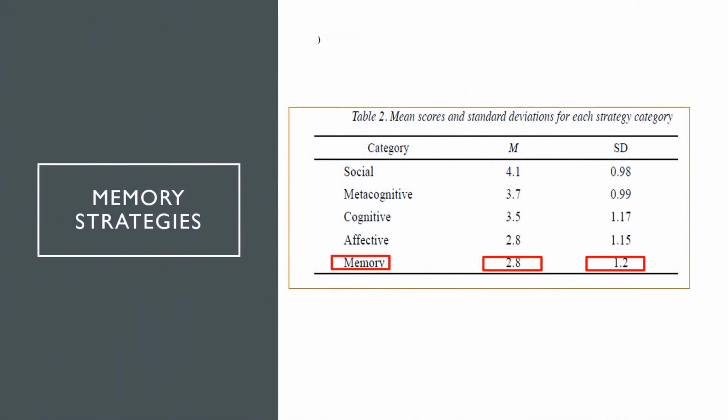As you can see in the chart, memory has a 2.8 mean and a 1.2 standard deviation. Memory strategies seem to be the least used. This is likely because these strategies are almost unknown to the students or because they have never used them before. It seems that the students often neglect using memory strategies due to a popular misconception.